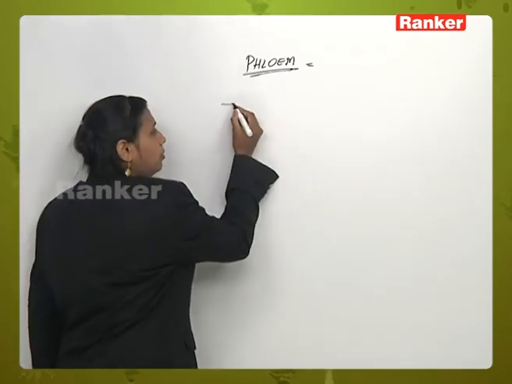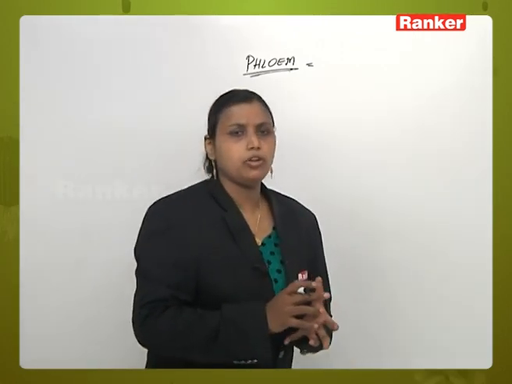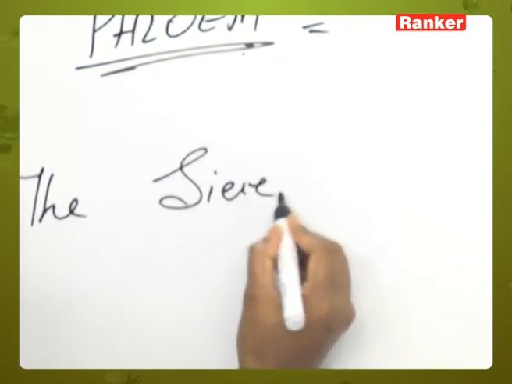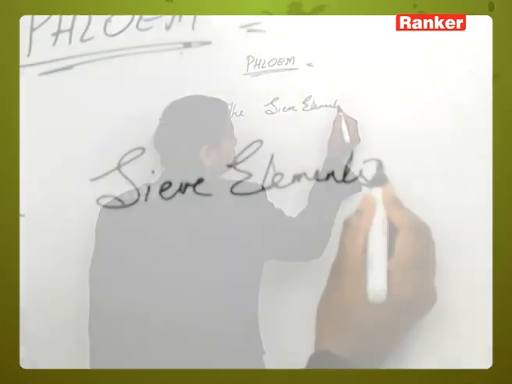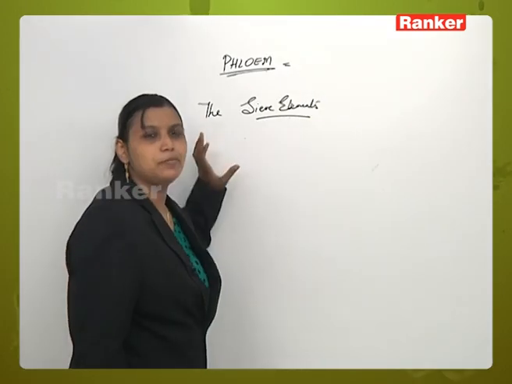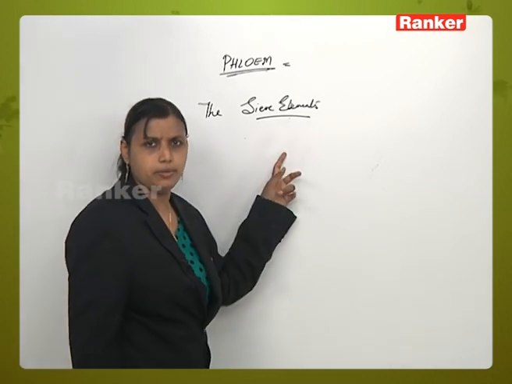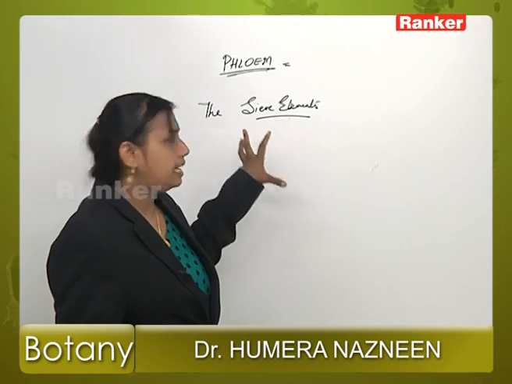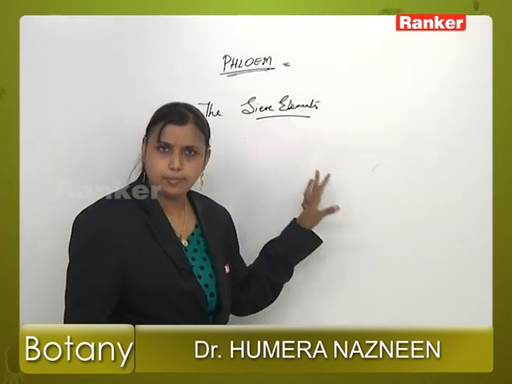Okay, next, the important cells of the phloem. What are the important components of the phloem? The important cells of the phloem are the sieve elements. The major components present in the phloem are the sieve elements. These are the major components which play an important role in the transportation of food materials to the different parts of the plant body.